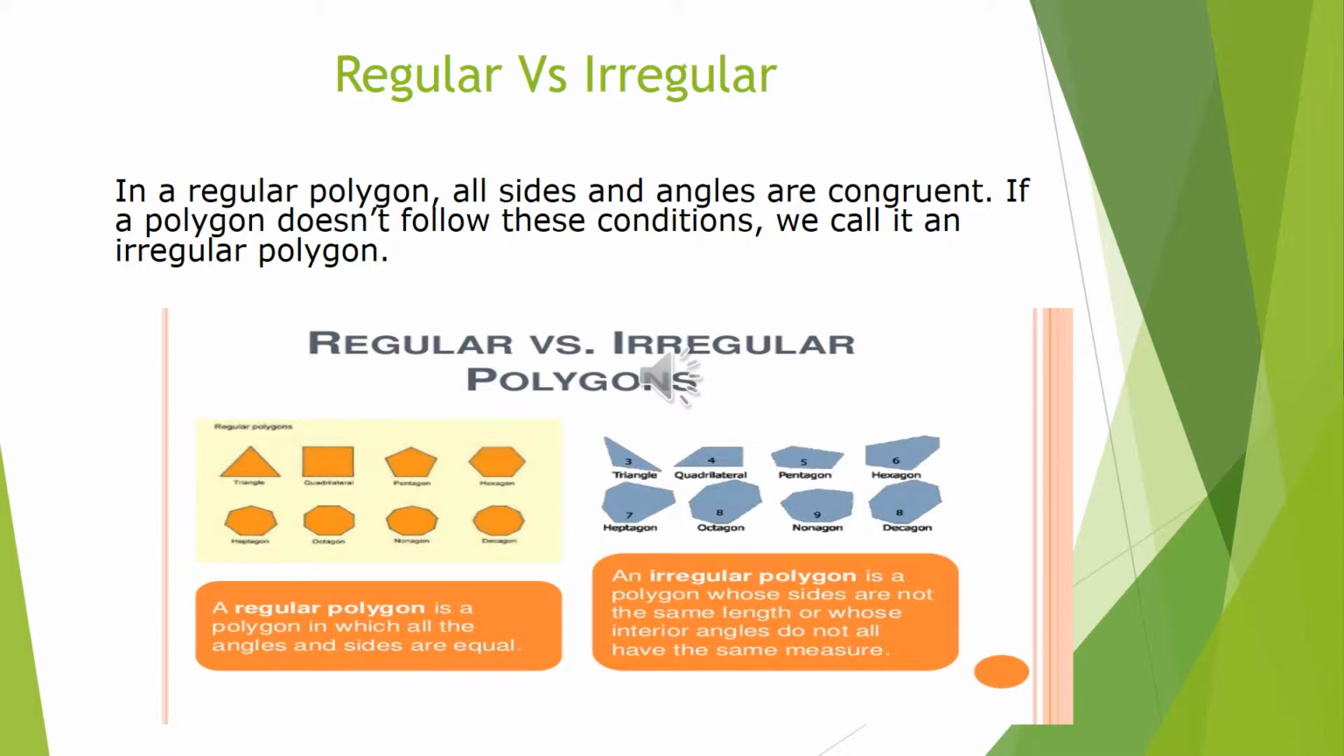Now we can discuss regular polygons and irregular polygons. In a regular polygon, all sides and angles are congruent. If a polygon does not follow these conditions, we call it an irregular polygon. Below are examples of regular polygons and irregular polygons.